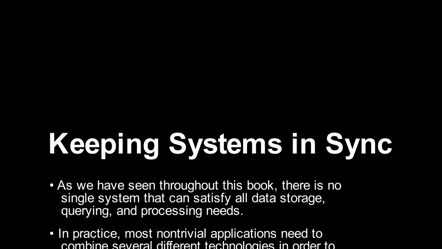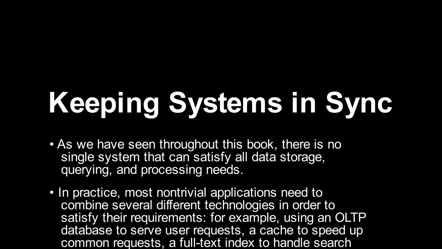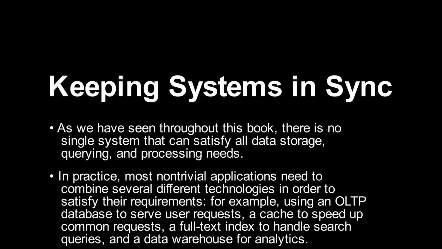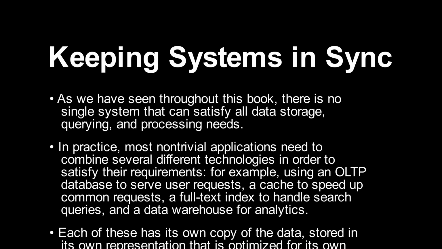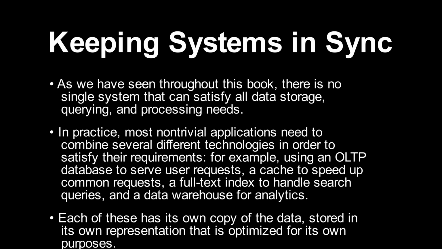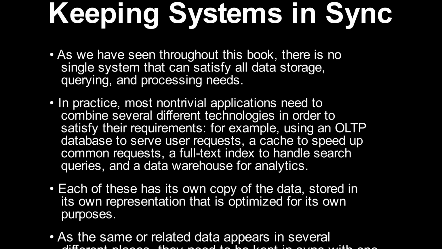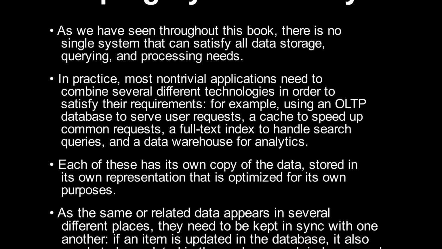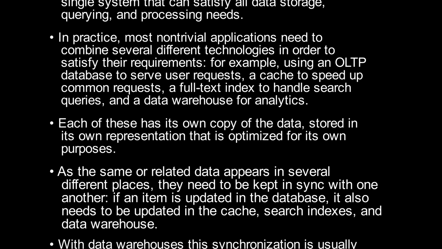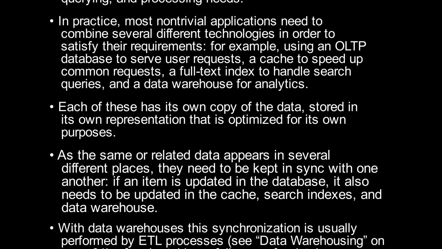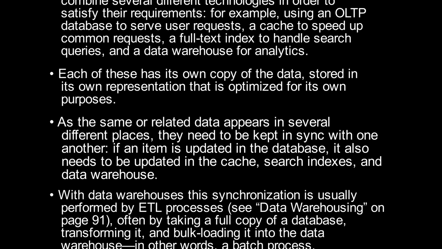Keeping systems in sync. As we have seen throughout this book, there is no single system that can satisfy all data storage, querying, and processing needs. In practice, most non-trivial applications need to combine several different technologies in order to satisfy their requirements. For example, using an OLTP database to serve user requests, a cache to speed up common requests, a full-text index to handle search queries, and a data warehouse for analytics. Each of these has its own copy of the data, stored in its own representation that is optimized for its own purposes. As the same or related data appears in several different places, they need to be kept in sync with one another. If an item is updated in the database, it also needs to be updated in the cache, search indexes, and data warehouse.